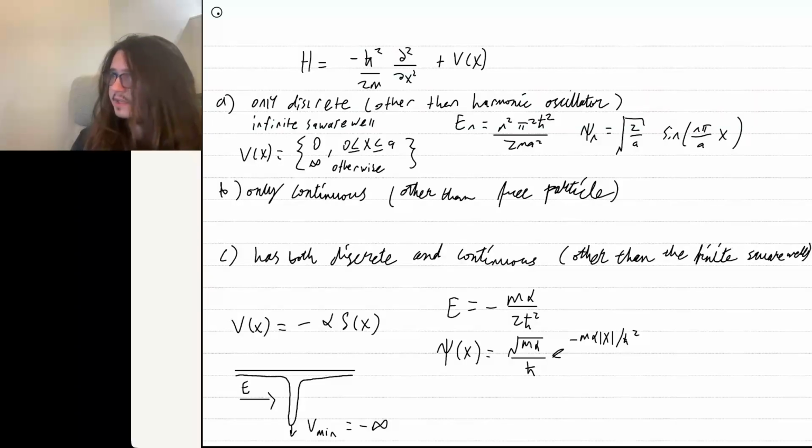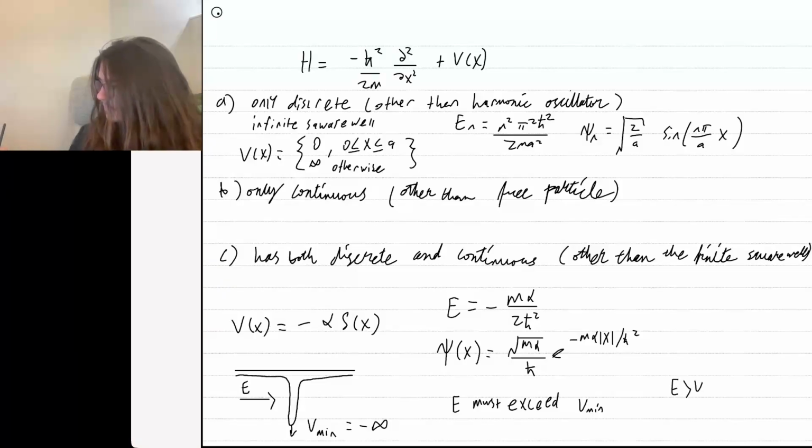So that's kind of a rule as well. This is problem 2.2. If you look, if you have an energy value for a Hamiltonian, then that energy value must exceed the minimum value for the potential energy. So E is always greater than V min. Problem 2.2, if you want to look at that again.